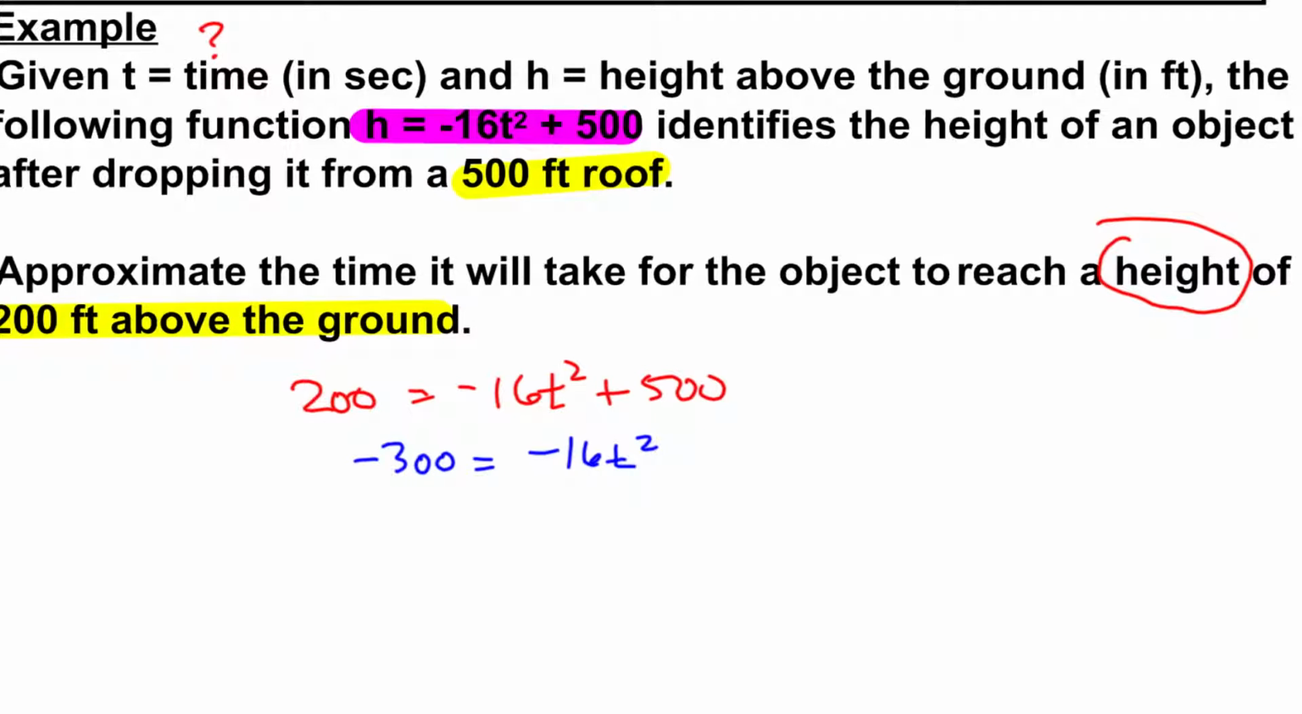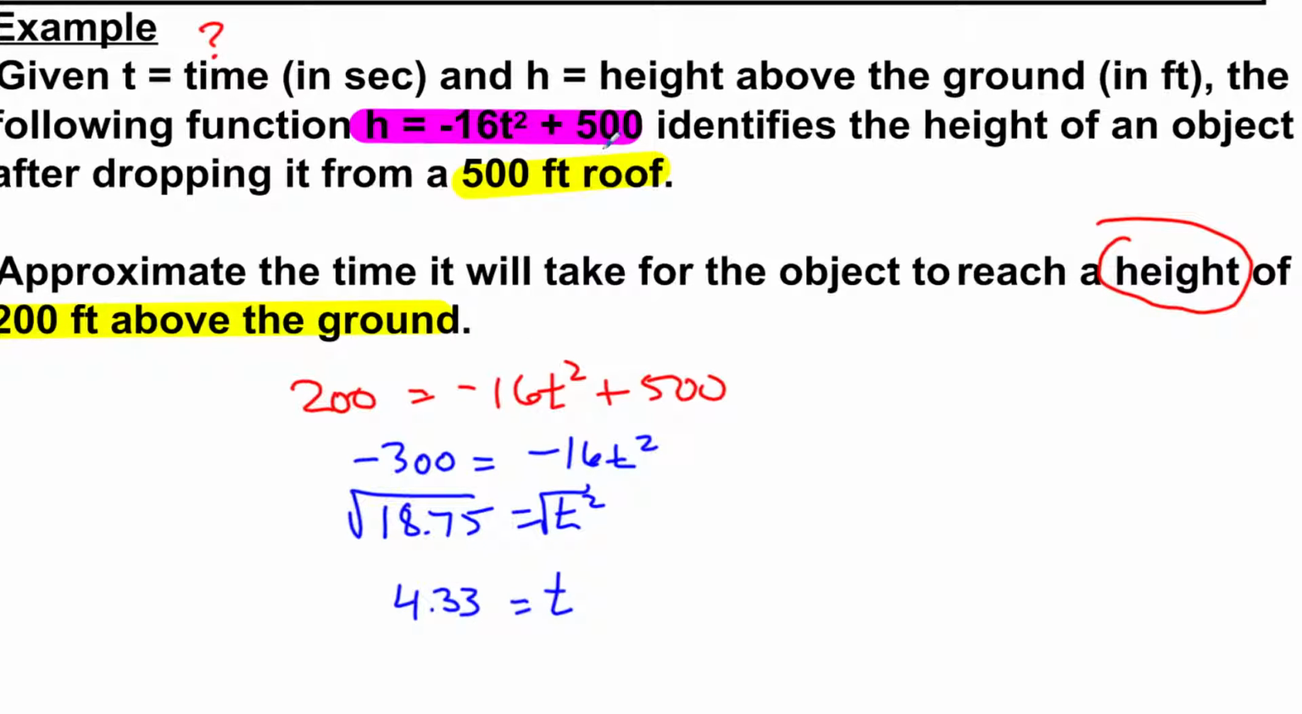So I'm going to say 18.75 is equal to t squared. And just as a note, it is a positive number because I did negative 300 divided by negative 16, and two negatives make a positive when I'm dividing. And so now I can square root. So I'm going to square root on the left, and I'm going to square root on the right. Okay, and I'm going to take the square root of 18.75, which it says is 4.33. So I'm going to say t equals 4.33.